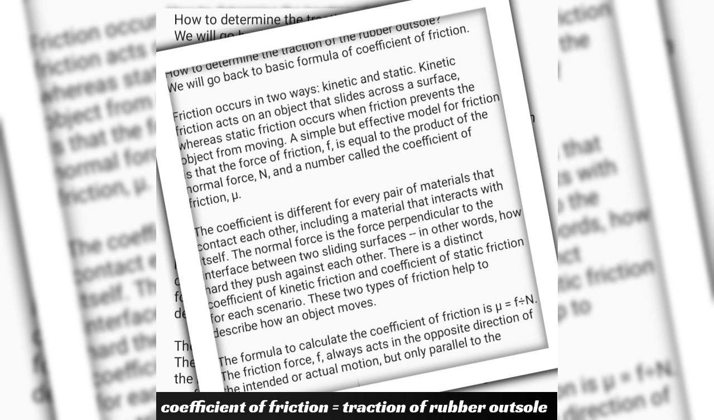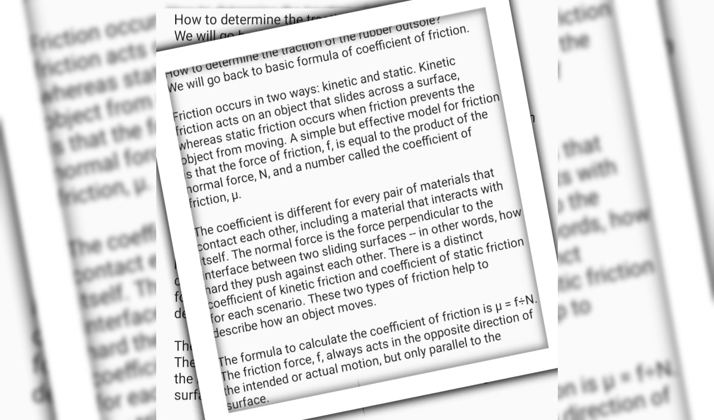The coefficient is different for every pair of materials that contact each other, including a material that interacts with itself. The normal force is the force perpendicular to the interface between two sliding surfaces, in other words, how hard they push against each other. There is a distinct coefficient of kinetic friction and coefficient of static friction for each scenario. These two types of friction help to describe how an object moves. The formula to calculate the coefficient of friction is mu equals F divided by N.